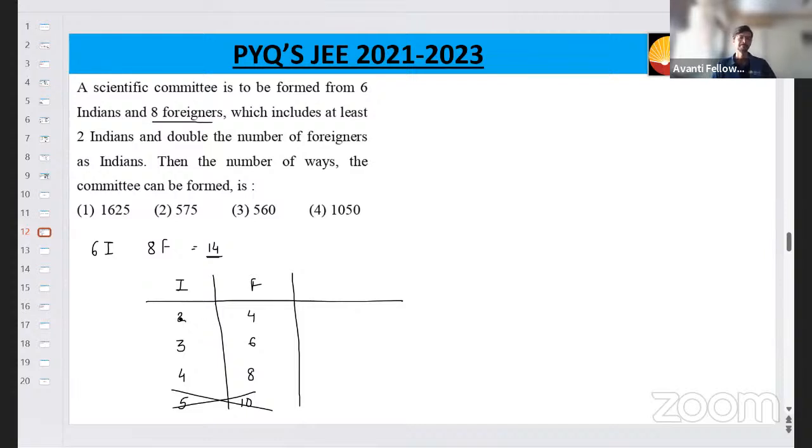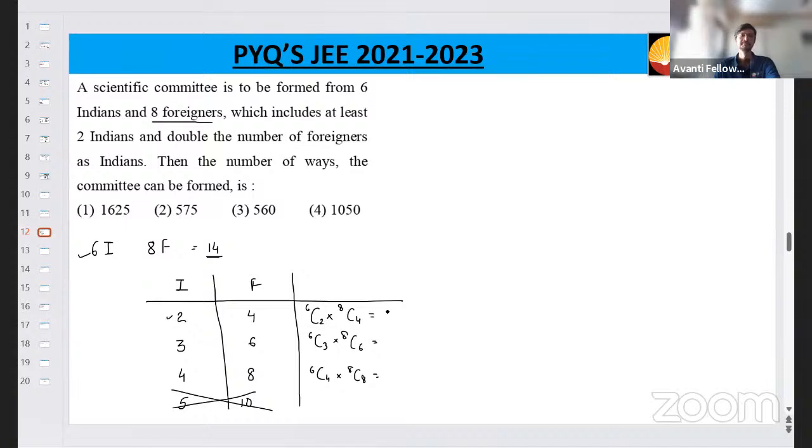Now we have to select. We have total 6 Indians, and out of that we have to select 2. That means 6C2. Similarly for foreigners, 8C4. What will be here? This will be 6C3 into 8C6. This will be 6C4 into 8C8.